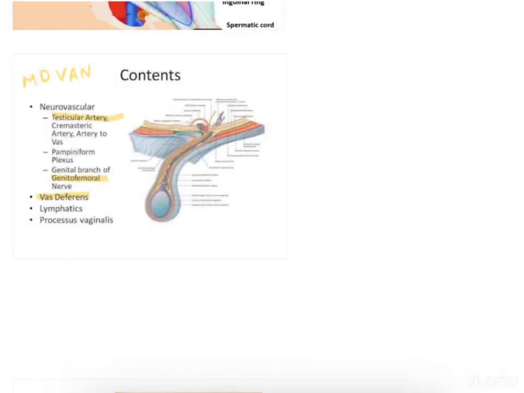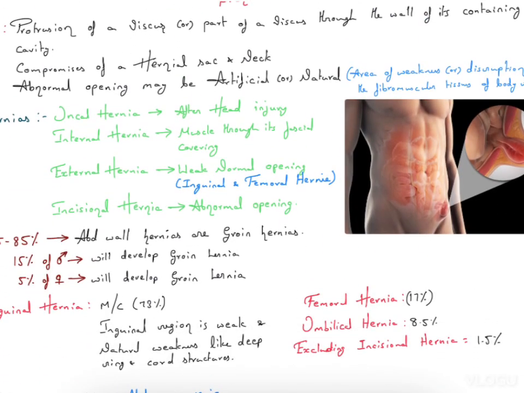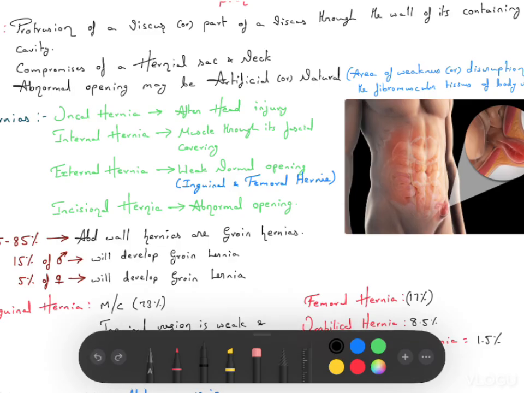Next, hernia, which we already discussed, is a defect and protrusion of a viscus, or a part of a viscus, through the wall of its containing cavity. It comprises the hernial sac and neck. We can simply say it is an abnormal opening, which may be artificial or natural. If the patient has any area of weakness and disruption of the fibromuscular tissue of the body wall, you can see it here. This is the best example and image, and you can appreciate it very easily.